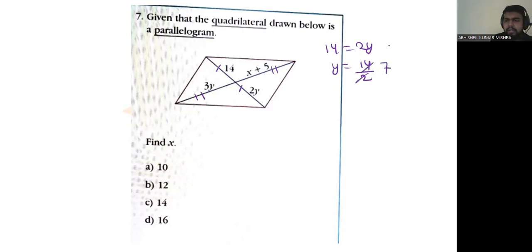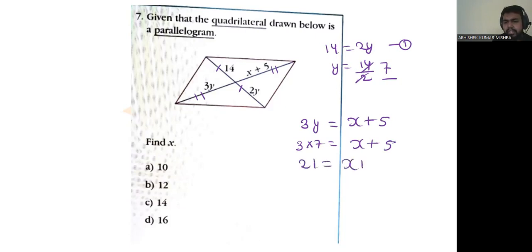Now the other equation, equation number 2: 3y is equal to x plus 5. I already know the value of y. The value of y is 7, so I'm going to put 7 there. Here 21 is equal to x plus 5. So x would be equal to, when you subtract 5 from 21, 16. So this is my answer.